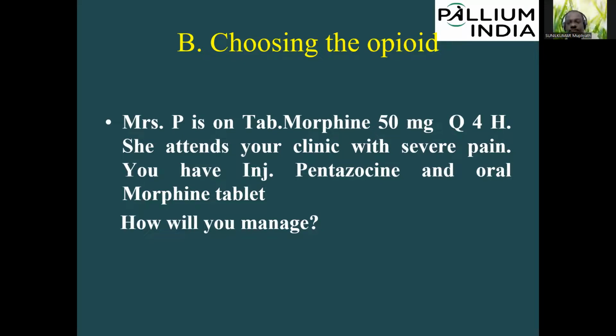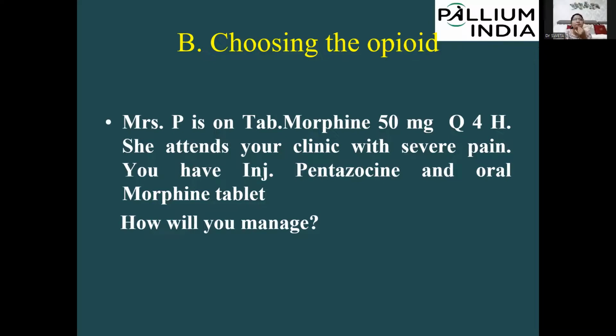Which one would you use? Pentazocin, Fortwin. Anybody? Pentazocin is equivalent to morphine. So, equipotent dose, injection pentazocin or oral morphine tablet? Injection pentazocin, sir. Sir, oral morphine.